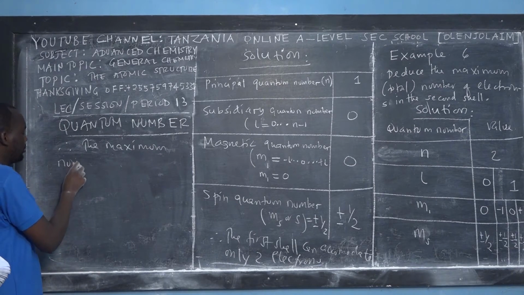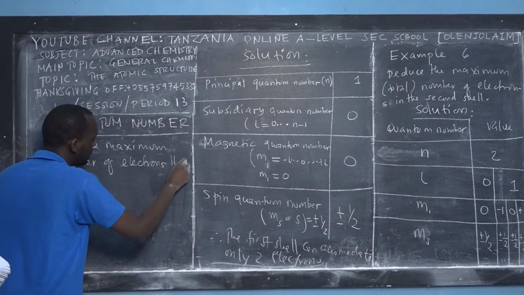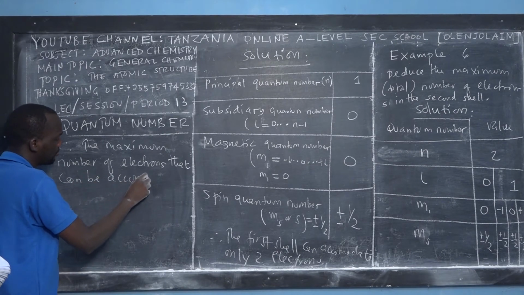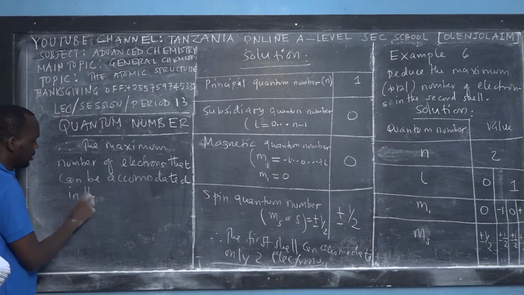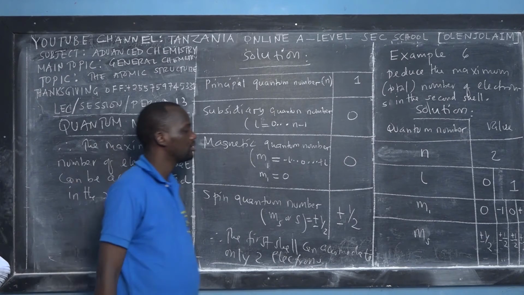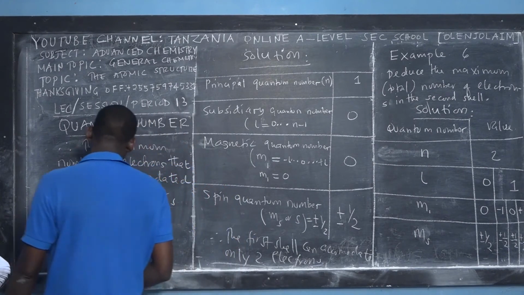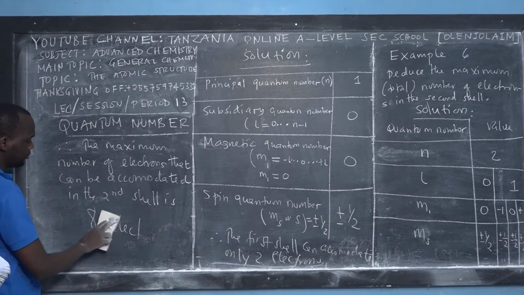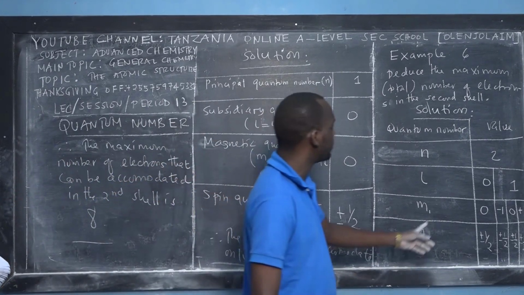So if that's the case, we can conclude that the maximum number of electrons that can be accommodated in the second shell is 2 electrons plus 2 electrons plus 2 electrons plus 2 electrons, so it's 8 electrons. And here we have the S orbital and the P orbital.